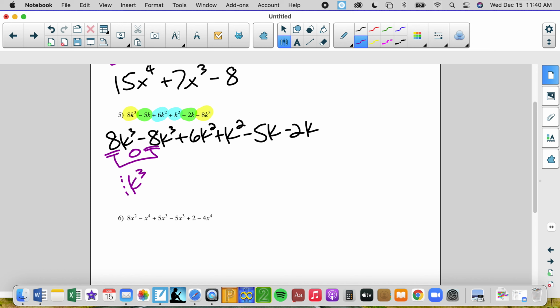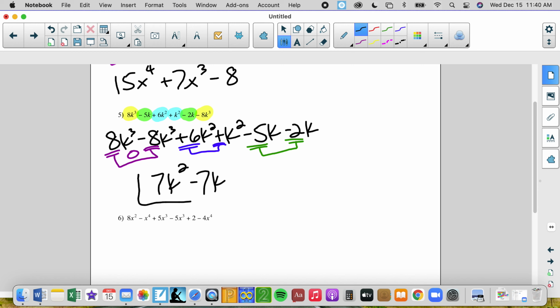I don't know why you would write k to the third, because that would mean that there's at least one, and there aren't any. If you have 8 and you take 8 away, you don't have any k to the thirds anymore. So you will not see that variable. Then let's look at k squares. We have our coefficients of 6 and 1, which makes 7k squared. And then you have your coefficients of the k's, which is negative 5 and negative 2, which is negative 7k.